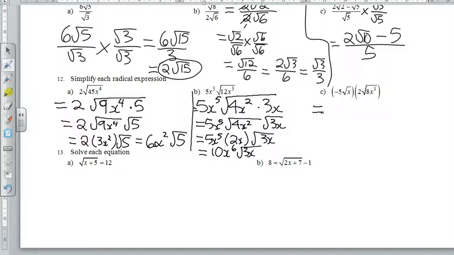Okay, root x is just root x. There's nothing you can do with that. Actually, I guess what we should do is multiply this together. So we get negative 5 times 2 is negative 10, and we get the root of 8x to the fourth, right? So root x, and then the x cubed times x gives me x to the fourth.